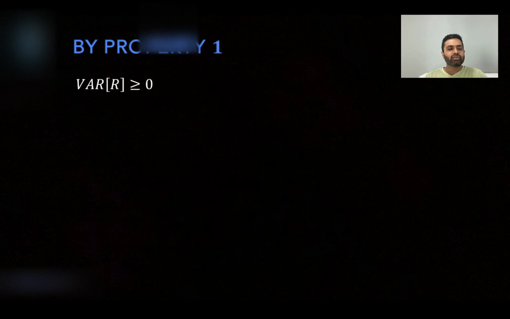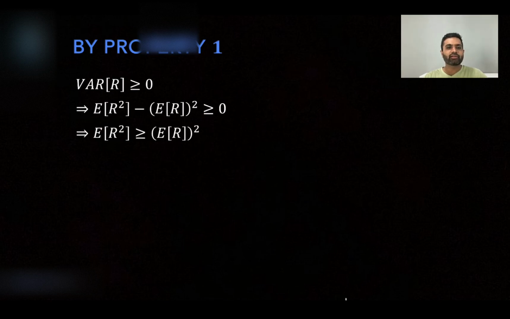So we know that the variance of this random variable r is always greater than or equal to 0. The formula for variance is the expected value of r square minus the expected value of r whole square, which is greater than or equal to 0. Now taking the expected value of r whole square to the RHS, we get this particular equation, which is the expected value of r square greater than or equal to the expected value of r whole square.